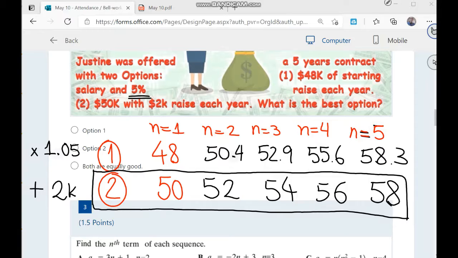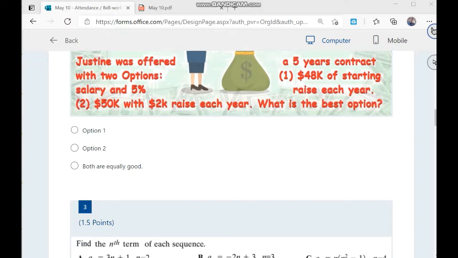But, there is a but. If Justine is worried about after the 5 years, if Justine is worried about what about 10 years, what about 15 years, if she's worried about the long term, maybe option number 1, maybe no, definitely option number 1 will be better because of an exponential growth. The answer will be option number 2, considering the 5 years period.